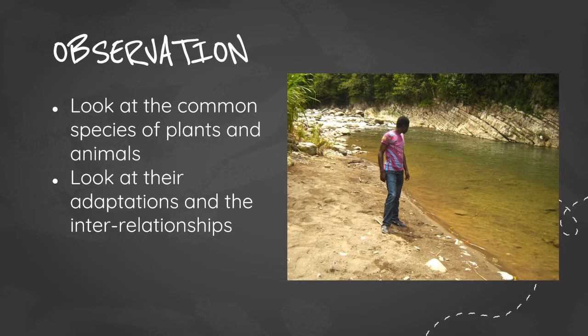So the most inexpensive and straightforward sampling method is simply observation. So looking at the common species of plants and animals in their natural environment, looking how they adapt to their environment. For example, are they camouflaged? Do they have some symbiotic relationships occurring in the ecosystem?